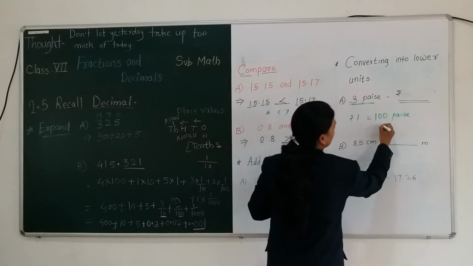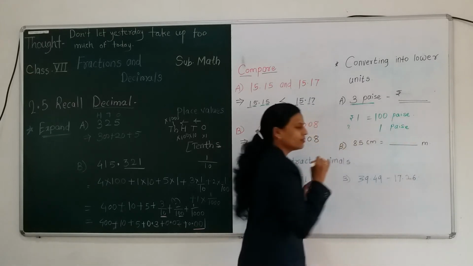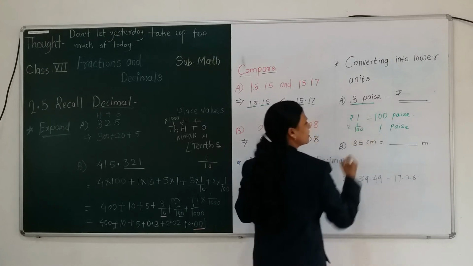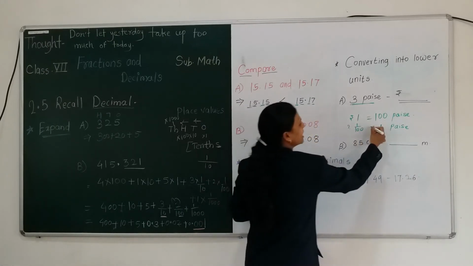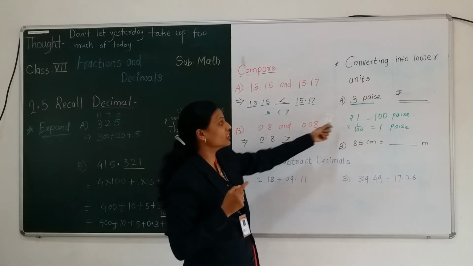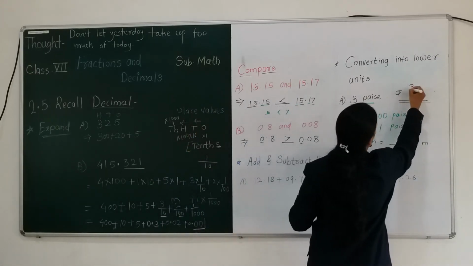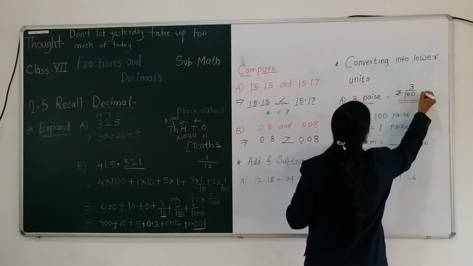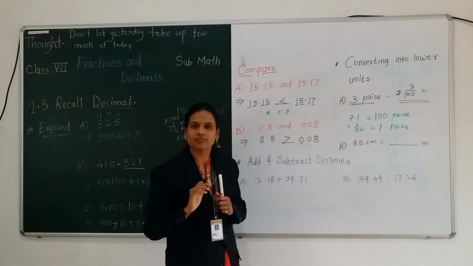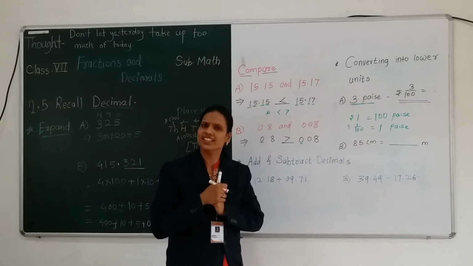So can you tell me, 1 paise is equal to how many rupees? How can you find out? Yes, very good. 1 divided by 100. So 1 paise is equal to 1 divided by 100. So can you tell me about 3 paise? Very good. 3 upon 100. So can you convert this into a decimal? Yes, very good. Where should I mark the decimal point?